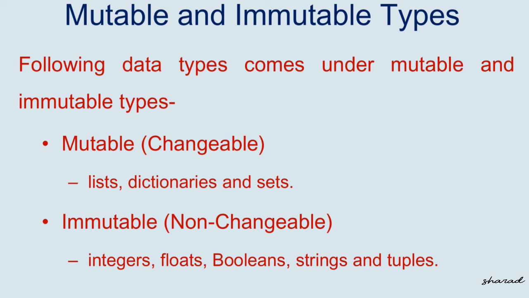In Python, the following data types come under mutable and immutable data types. Mutable means that it can be changed. So in mutable, we have list, dictionaries and sets. And immutable means which cannot be changed. In immutable, we have integers, float, boolean, string and tuples.